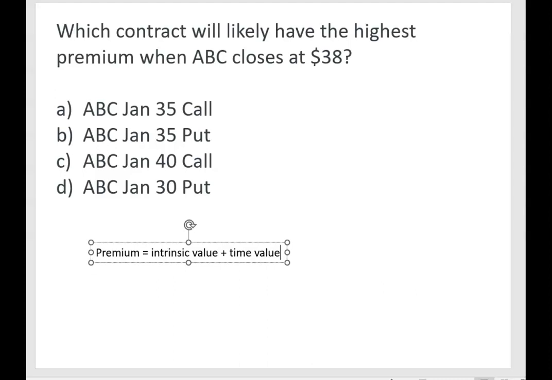So B, C, and D, none of them have intrinsic value. The only one that does is the 35 call. And since they all have the same expiration date, they all have the same time value, but only choice A has any intrinsic value. Therefore, our best answer choice is indeed A.